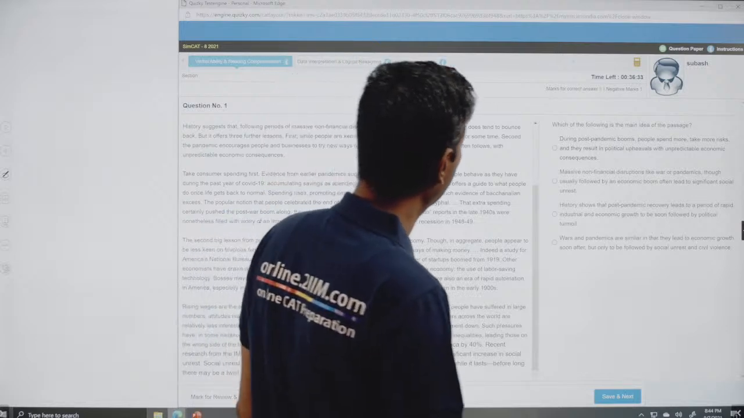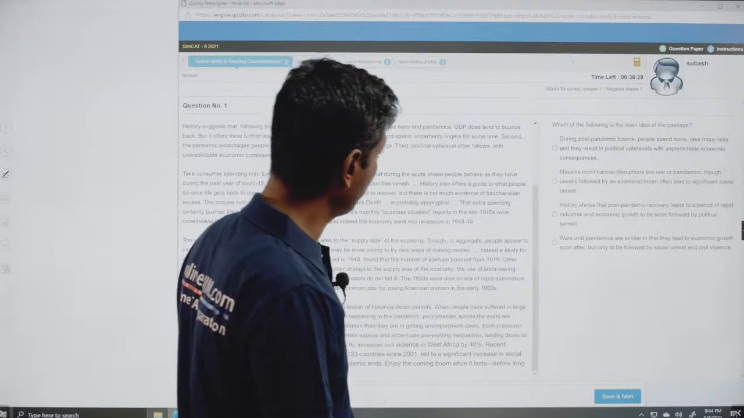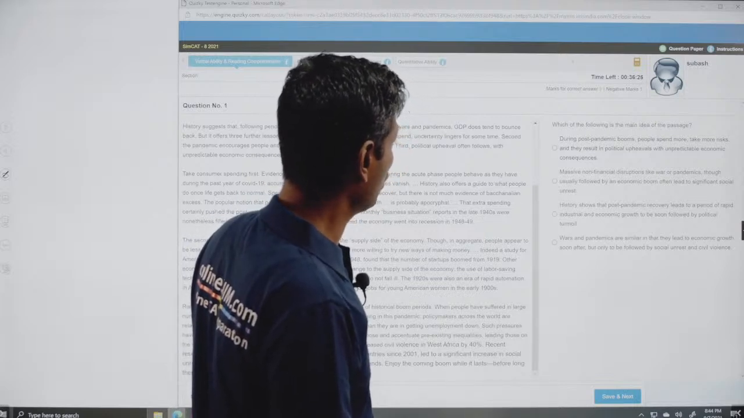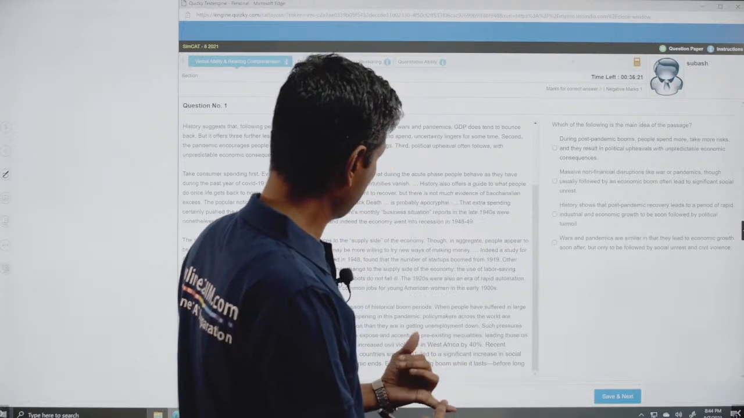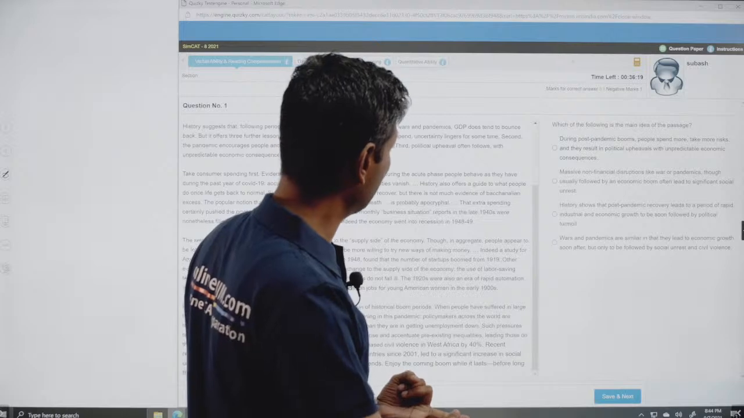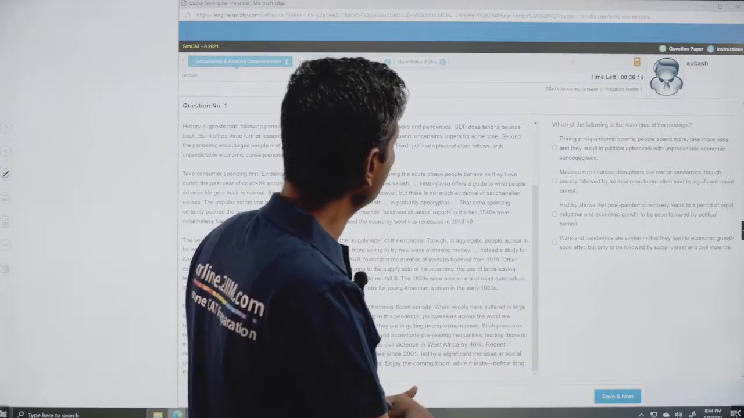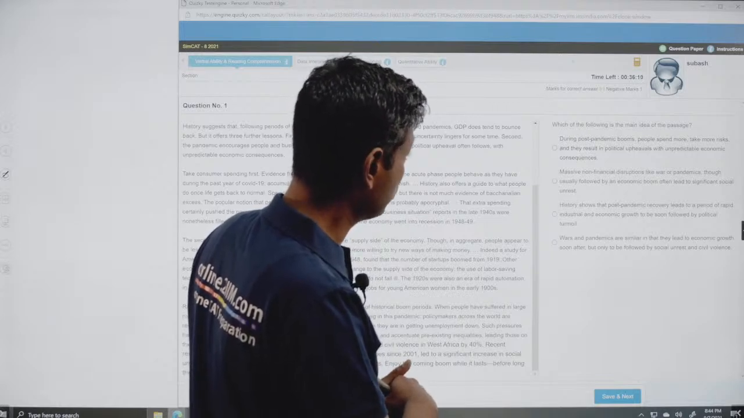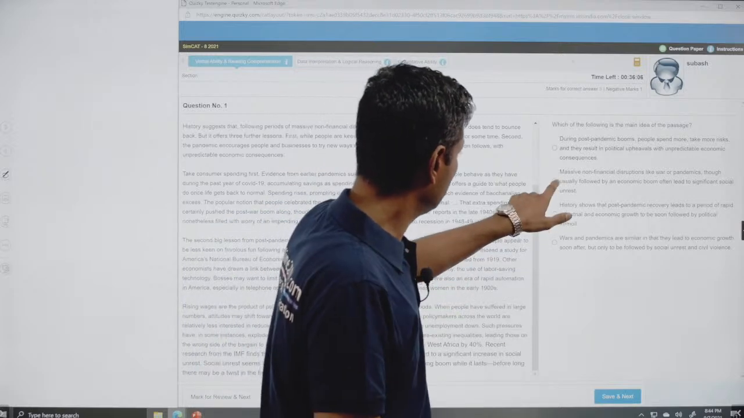Which of the following is the main idea of the passage? Option one: during post-pandemic booms, people spend more, take more risks, and they result in political upheavals with unpredictable economic consequences. People spend more, take more risks, all correct. I don't know whether this results in political upheavals. Option two: massive non-financial disruptions like war or pandemics, though usually followed by an economic boom, often lead to significant social unrest. This I like already.